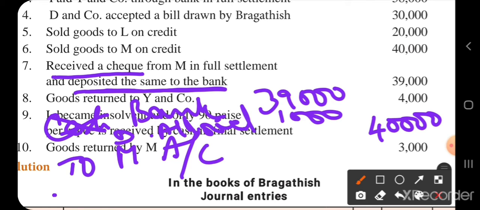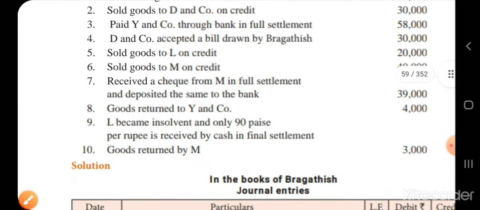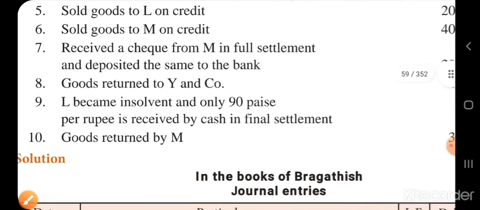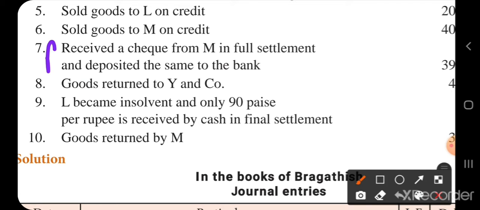Okay, I repeat this transaction once again. Check received is treated as cash received. But if it is deposited in the bank on the same day, it is assumed as a bank transaction. In this transaction, the two accounts involved are bank account and M's account. Now here bank is a personal account, M is also a personal account.